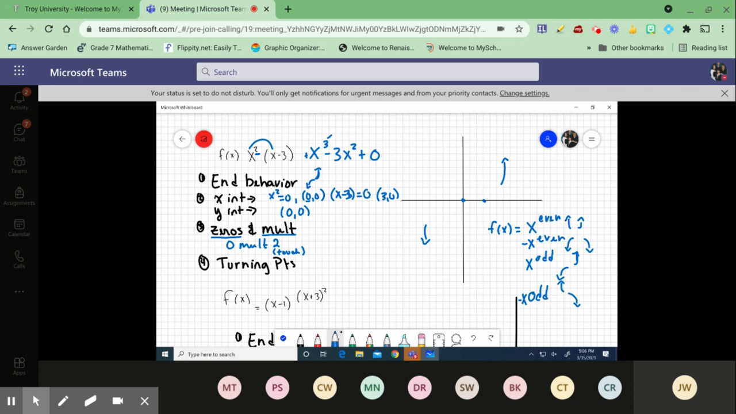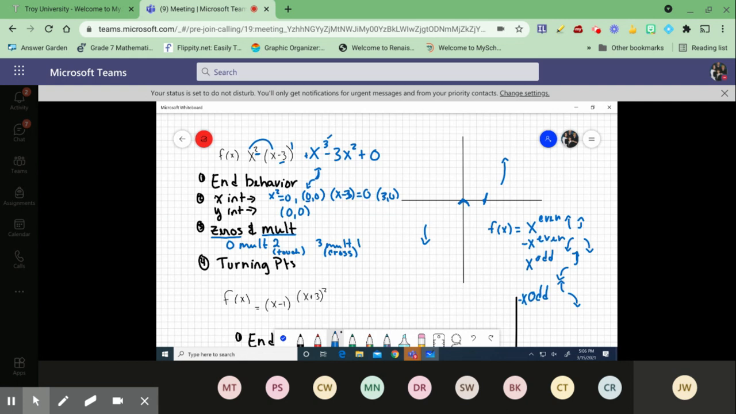Then I have 3 right here, and that has a multiplicity of 1. There's a 1 there, and that means that I am going to cross the x-axis, right? Even you touch, odd you cross. So I know here at the 3, I'm crossing the graph. I know here at the 0, I'm going to come back up and touch and go back down, right?